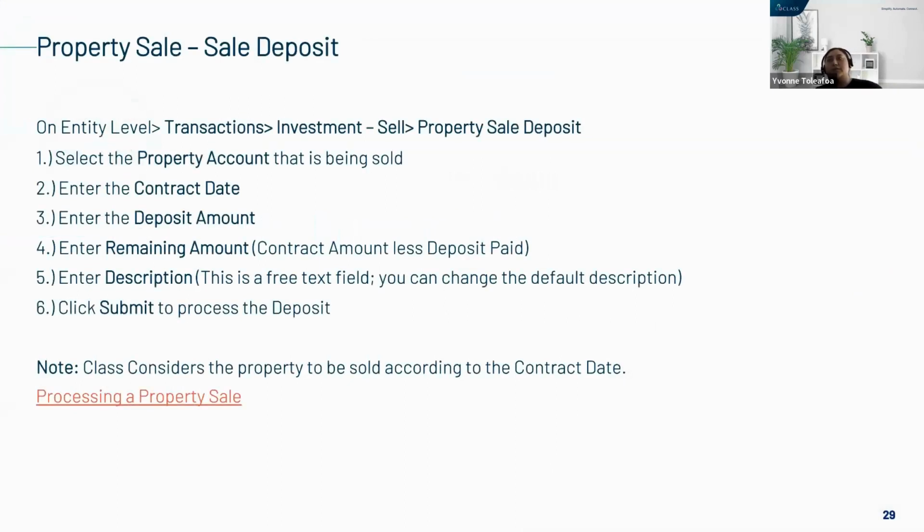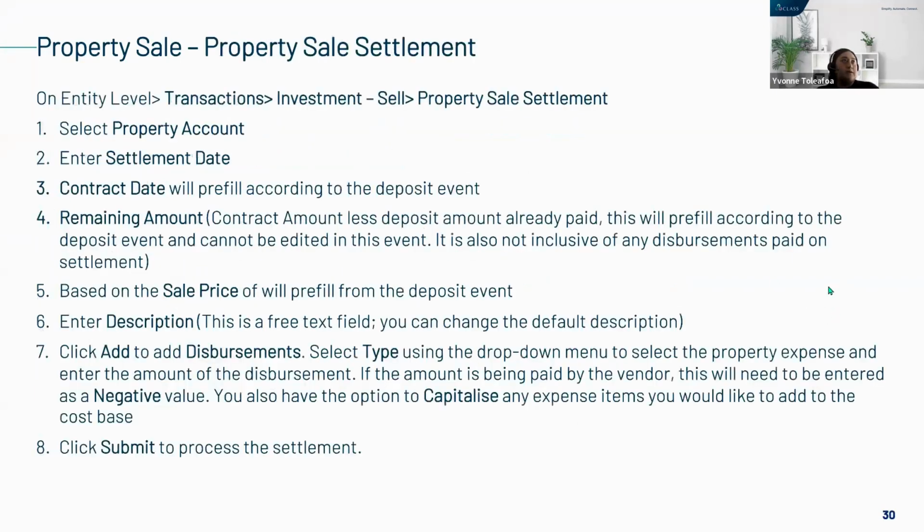So next up, we'll be working on a property sale. Like in your property purchase, you still need to process a deposit and settlement event. When processing your sale deposit, you need to make sure that you're completing the remaining amount in order for it to flow through to your settlement event. Again, with your settlement event, make sure that your remaining amount is correct according to your deposit event, but these are just the steps to get there. You want to select investment sell instead for a property sale.